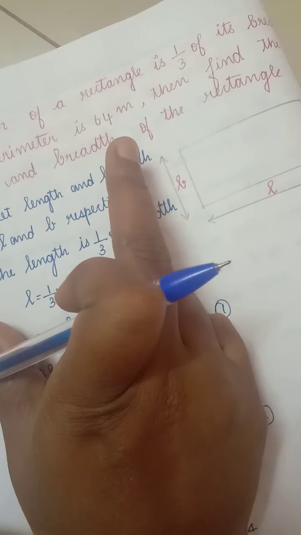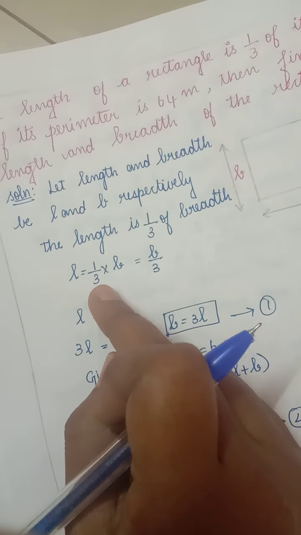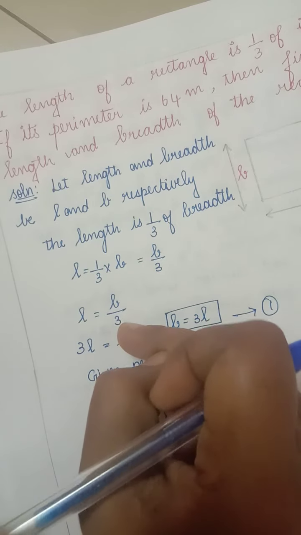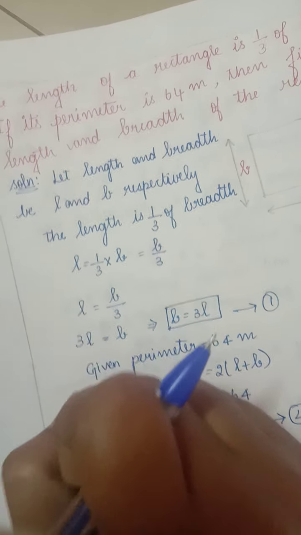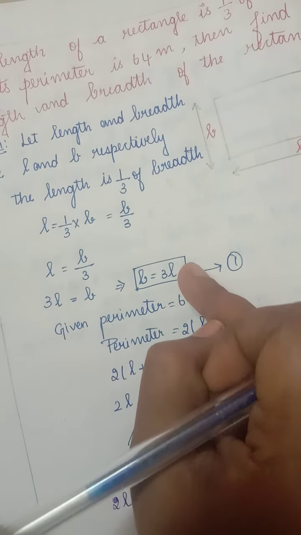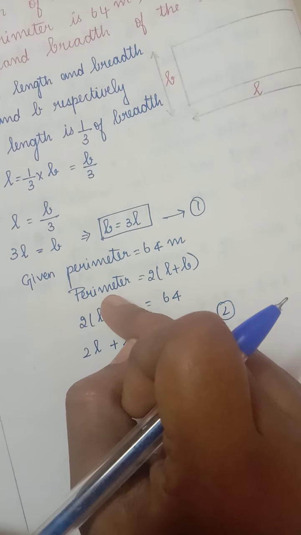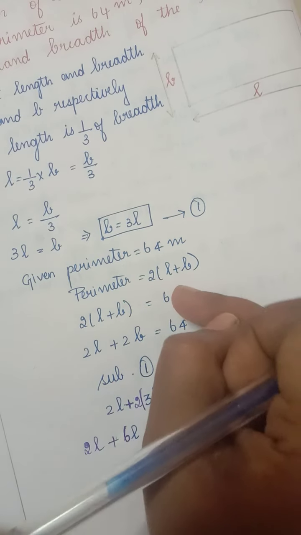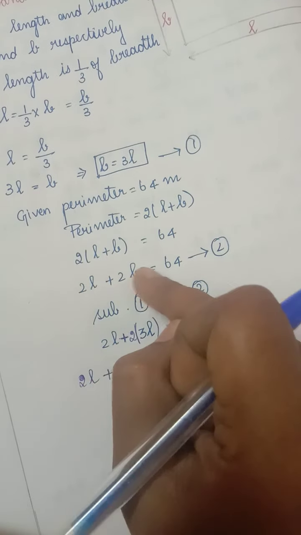Then they have said the length is 1/3 times the breadth, so L is B by 3. Next we are just cross multiplying, so 3L is equal to B. Then we know that perimeter means 2 into L plus B. So 2 into L plus B is equal to 64. We are just multiplying inside.